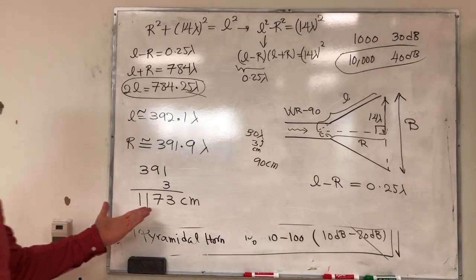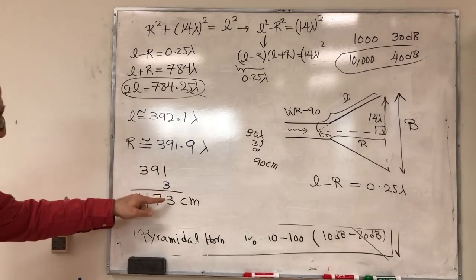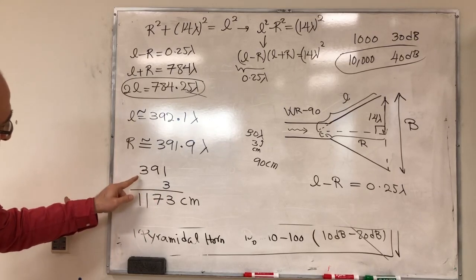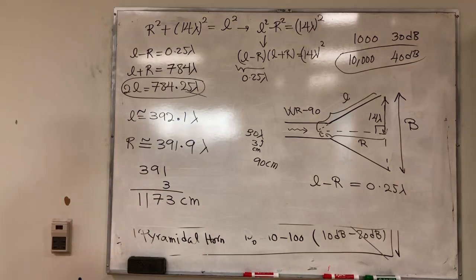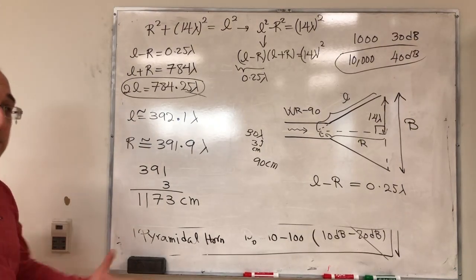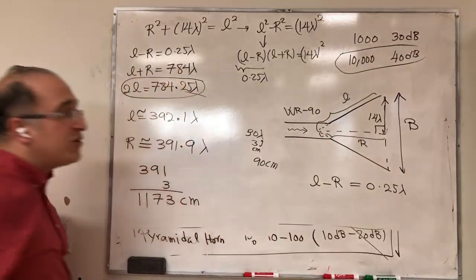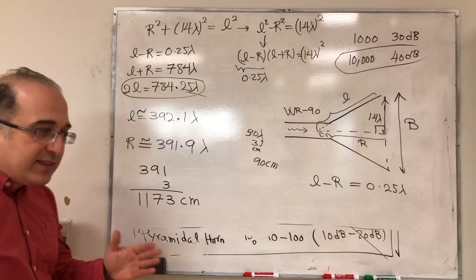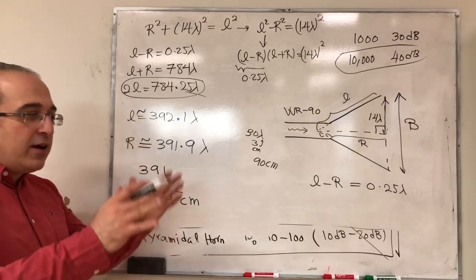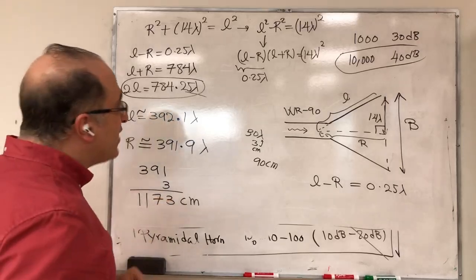So that's a huge distance. Let me double check that. 3 and then 27, you get to 1173 centimeters. So that's a huge distance. You're looking at about 11 meters to go from WR90 to the aperture of the horn, and that's so much. So your antenna in terms of aperture is not too big. It's the distance that you travel that is so big.